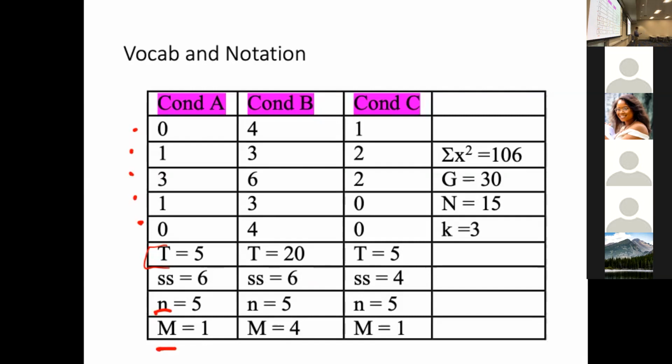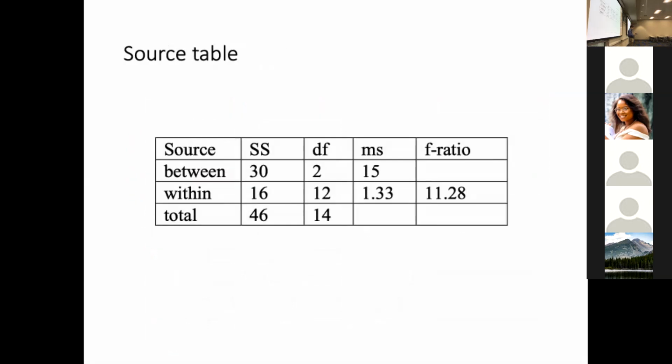And then the rest of the stuff, what is k? Number of categories, conditions, exactly. In this case, we have 3, 15 observations. G, that grand total, which is all of the data points added together. And the sum of x squared is every data point squared added together. So we have all of that. This is where we're going to be pulling from for the practice examples today.